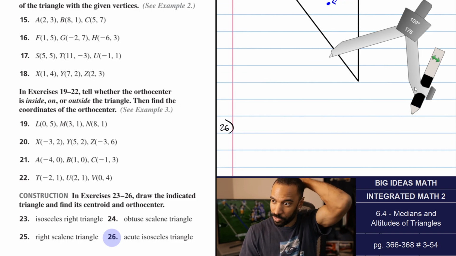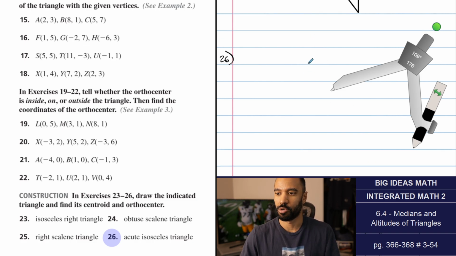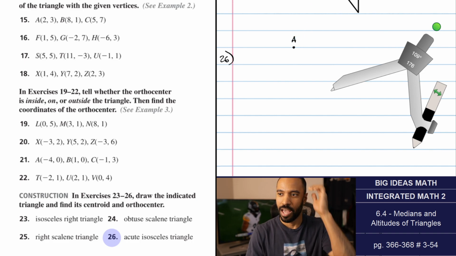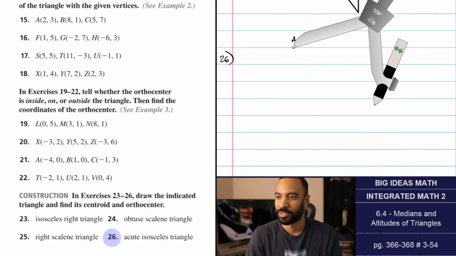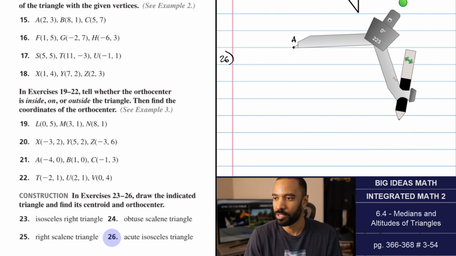Okay, this might even be faster to construct. So check this out. If I construct a single point, and this time I'll label it A, I'm just going to draw an arc. Watch, this will be fun. I'm just going to draw an arc from A, just around. Make it kind of big.